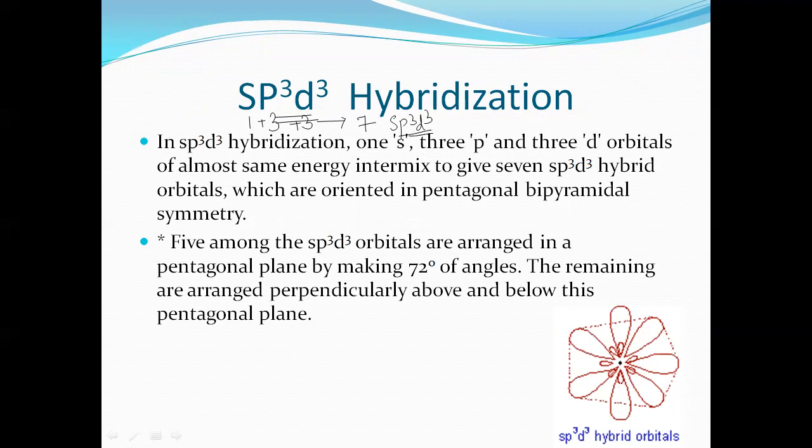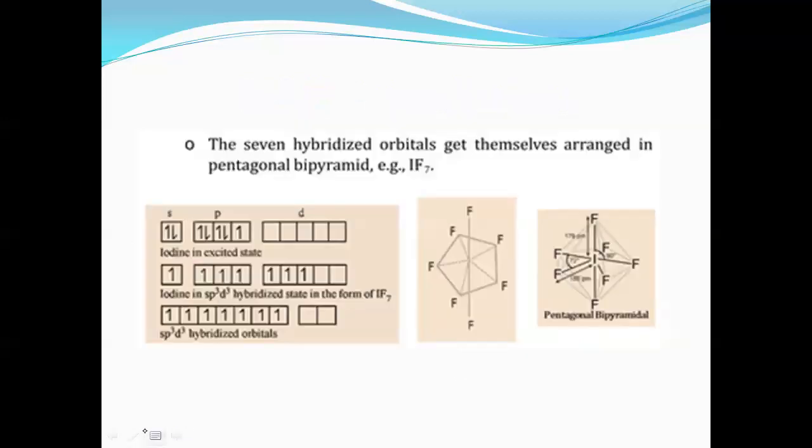All of them are equal in shape, degenerate, having the same energy, and arranged in such a way that five of these orbitals are arranged in one plane, that is pentagonal, and two of them above and below the plane. So it is pentagonal bipyramidal. The geometry is pentagonal bipyramidal, making an angle of 72 degrees. It is bipyramidal because these two orbitals are arranged above and below the plane. So it is like pentagonal, one plane, and above the plane one pyramid, and below the plane one pyramid.